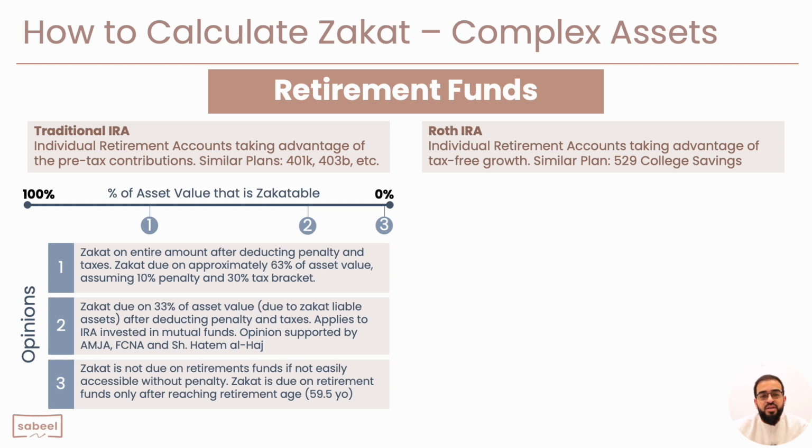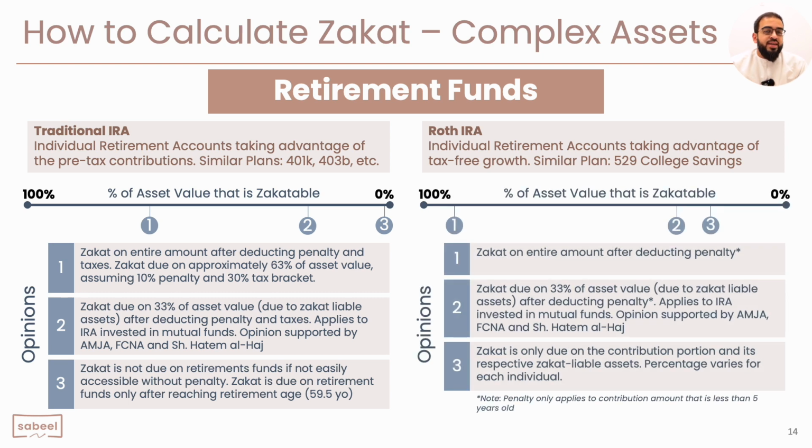The third opinion is that zakat is not due on retirement funds if it's not easily accessible without penalty. Zakat would be due on the retirement funds only after reaching the retirement age, which is 59.5 years old. The second opinion is the opinion that's supported by AMJA, the Fiqh Council of North America, as well as Sheikh Hatem Al-Hajj.